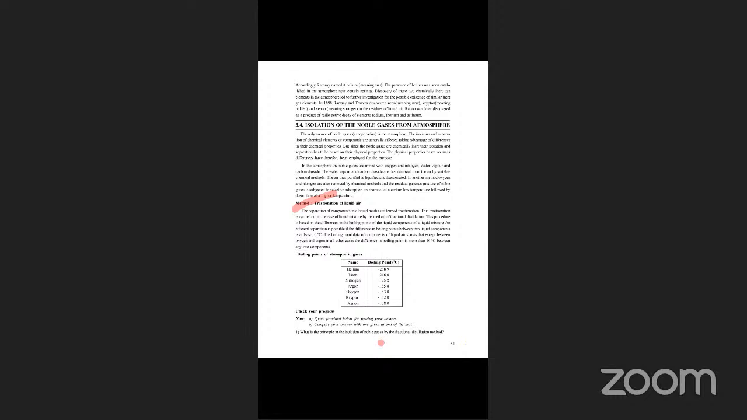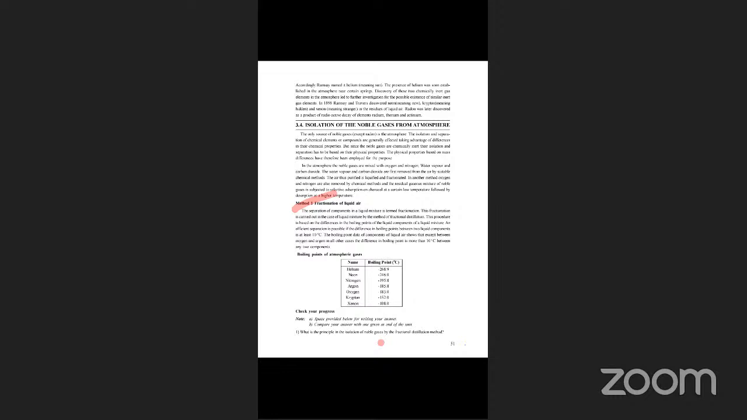See, fractionation of liquid air is a simple method. The separation of compounds in a liquid mixture is termed fractionation. This fractionation is carried out in the case of a liquid mixture by the method of fractional distillation. This procedure is based on the difference in boiling points.